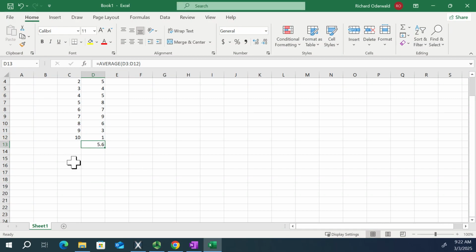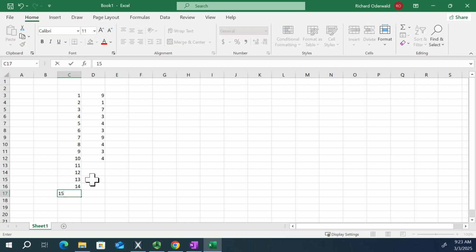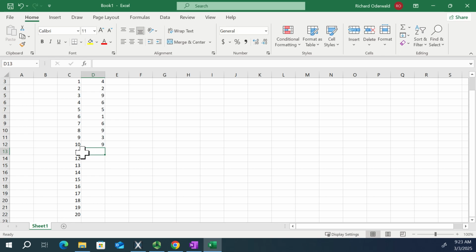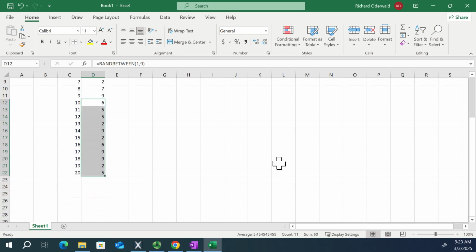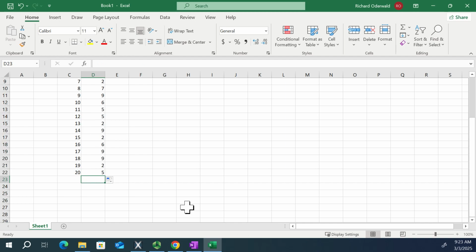Increase this to a sample of size 20. And we'll do it the hard way. 11, 12, 13, 14, 15, 16, 17, 18, 19, 20. So now I'm going to have a sample of size 20, and I'm going to get the same RANDBETWEEN 1 and 9, and then the average.